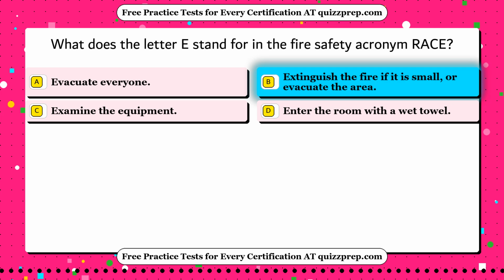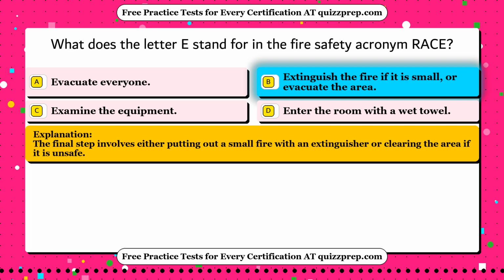The correct answer is option B, extinguish the fire if it is small, or evacuate the area. The final step involves either putting out a small fire with an extinguisher or clearing the area if it is unsafe.